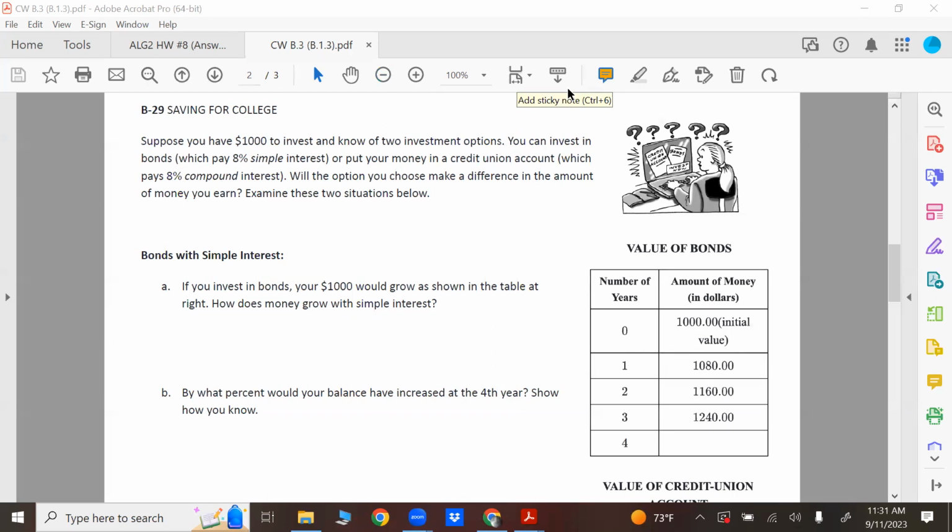Yeah. You have $1,000 to invest. You can invest in bonds which pay 8% simple interest, or put your money in a credit union which pays 8% compound interest. For the option you choose make a difference in the amount of money you earn, examine these two situations.